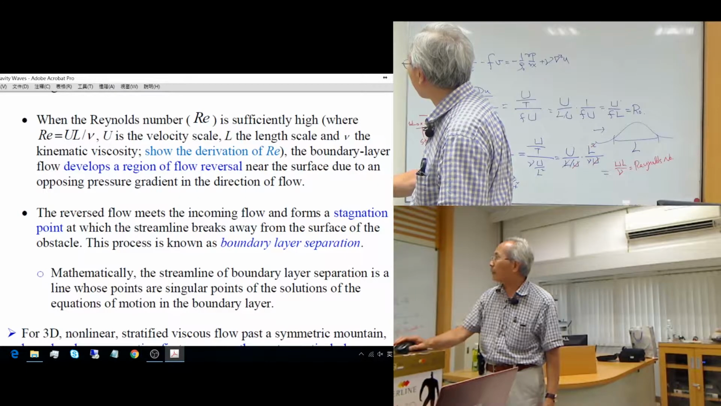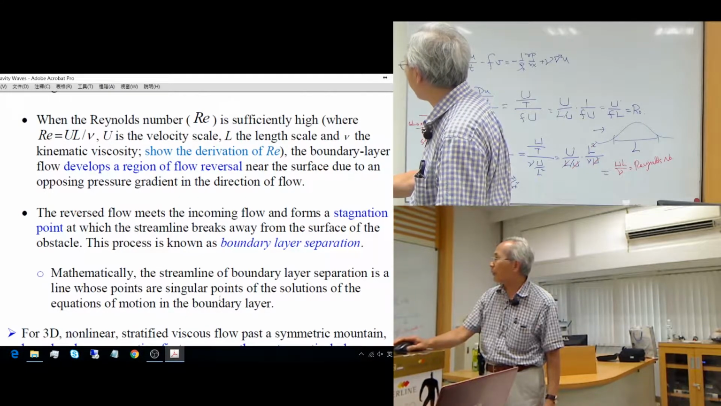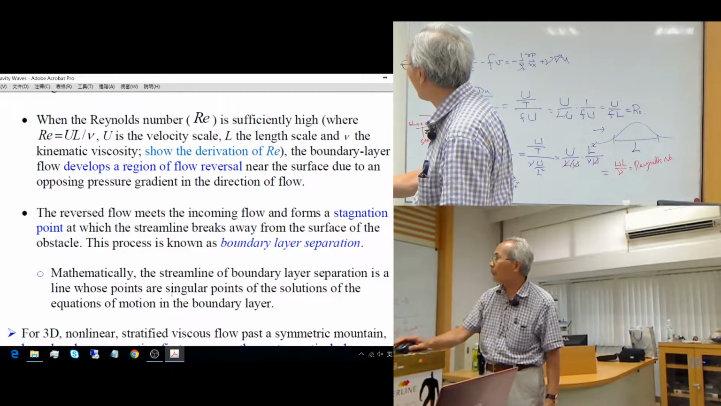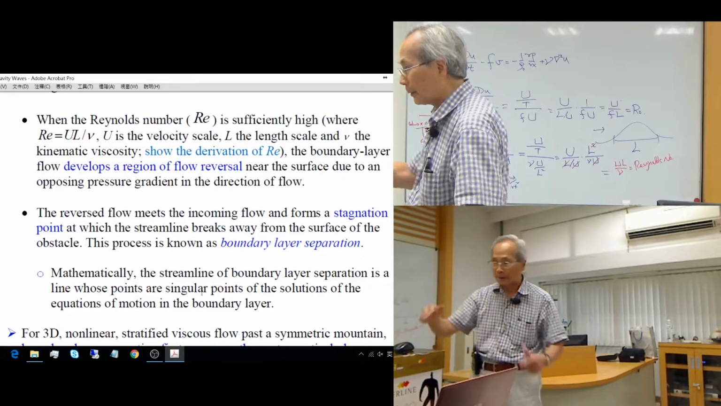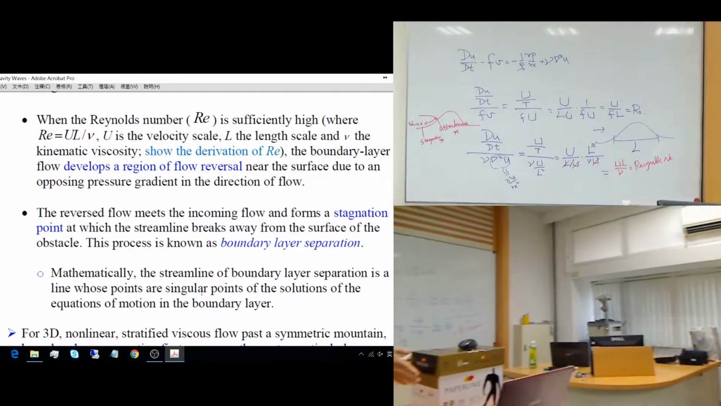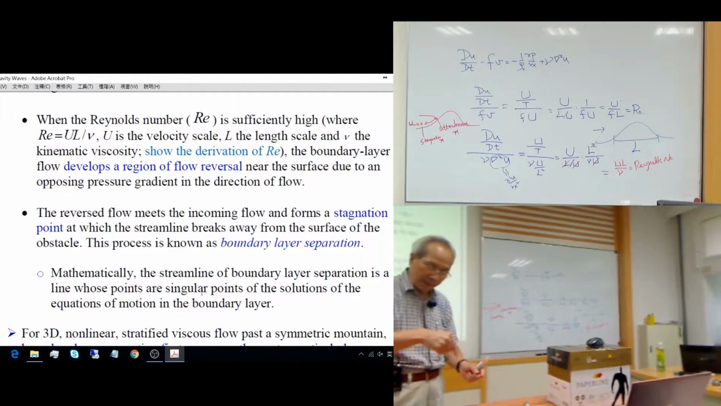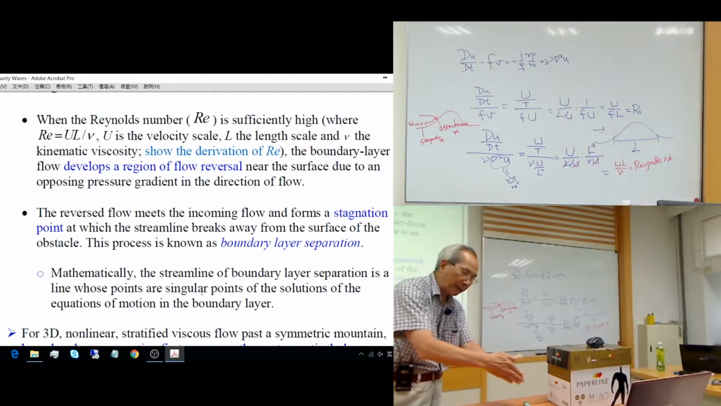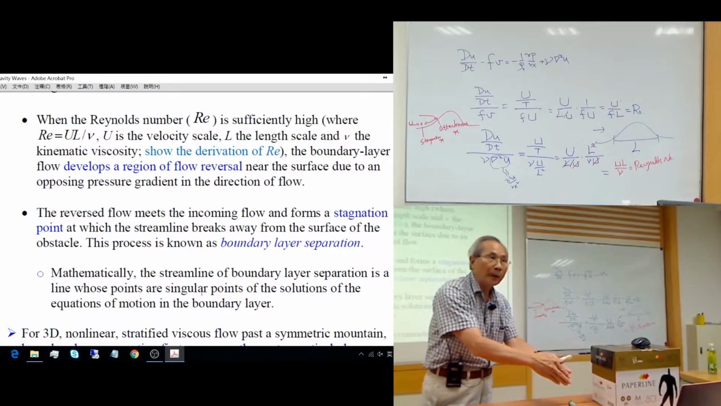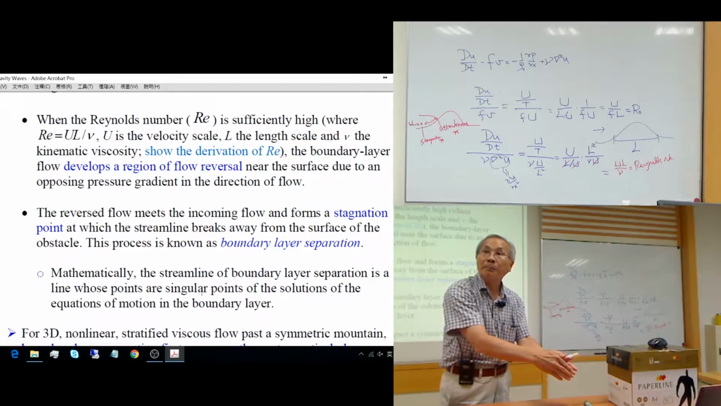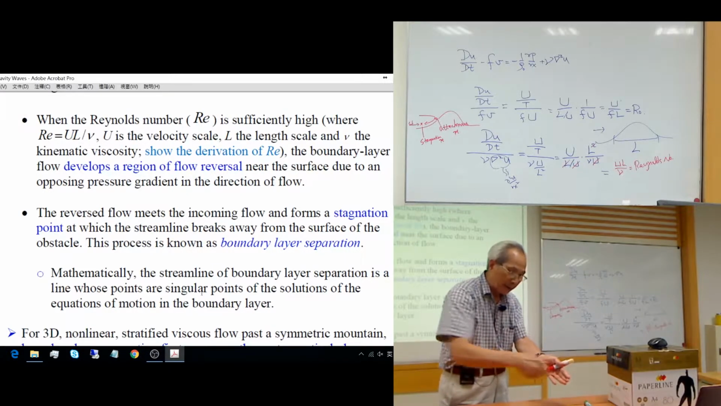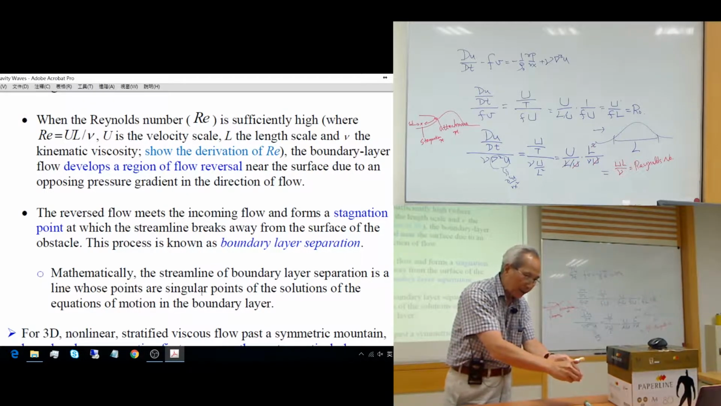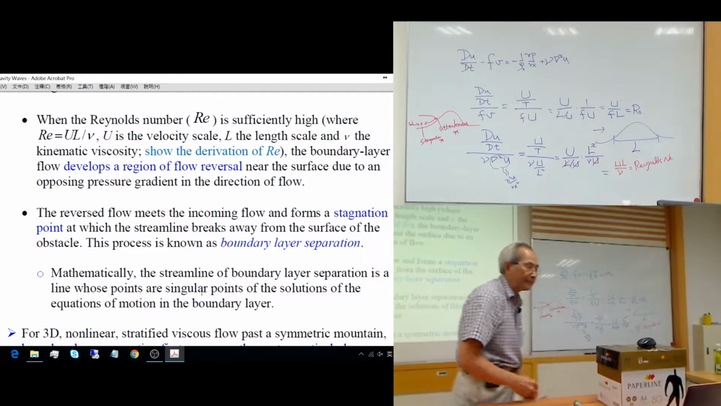So mathematically, the streamline or boundary layer separation is a line where points are singular points. Flow comes in and splits, and you have an air parcel or fluid particle. You can go this way or go this way, and that's called the singularity. Or another way to say it, you have bifurcation. In mathematical terms, it's a bifurcation because it's a point where you can go this way or go this way.